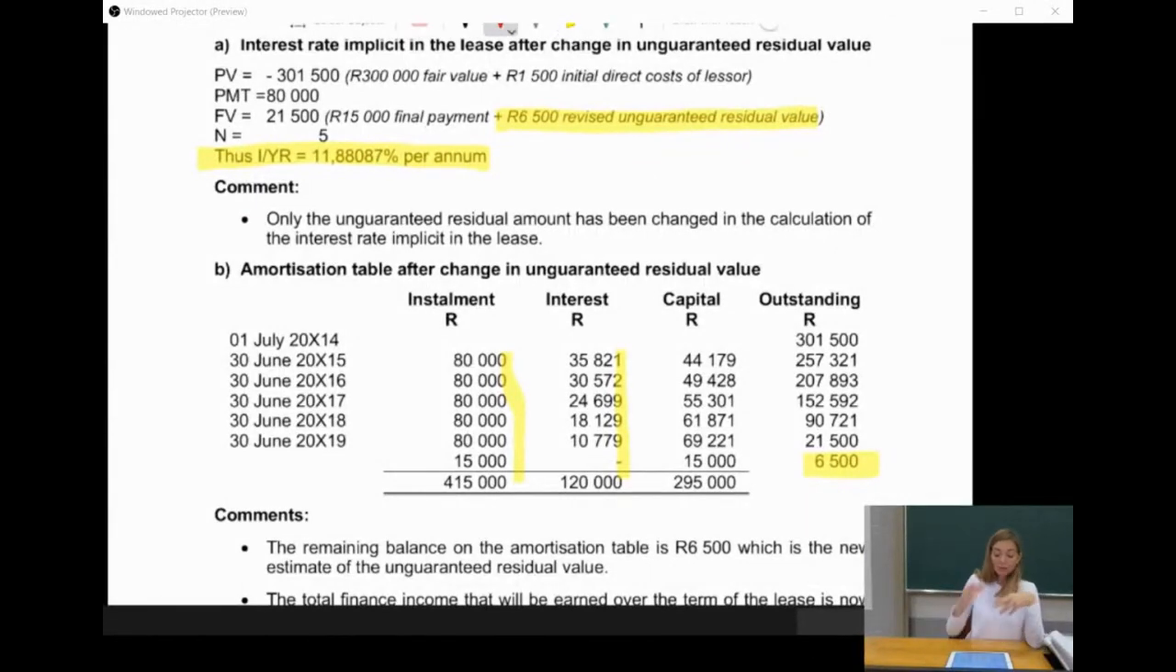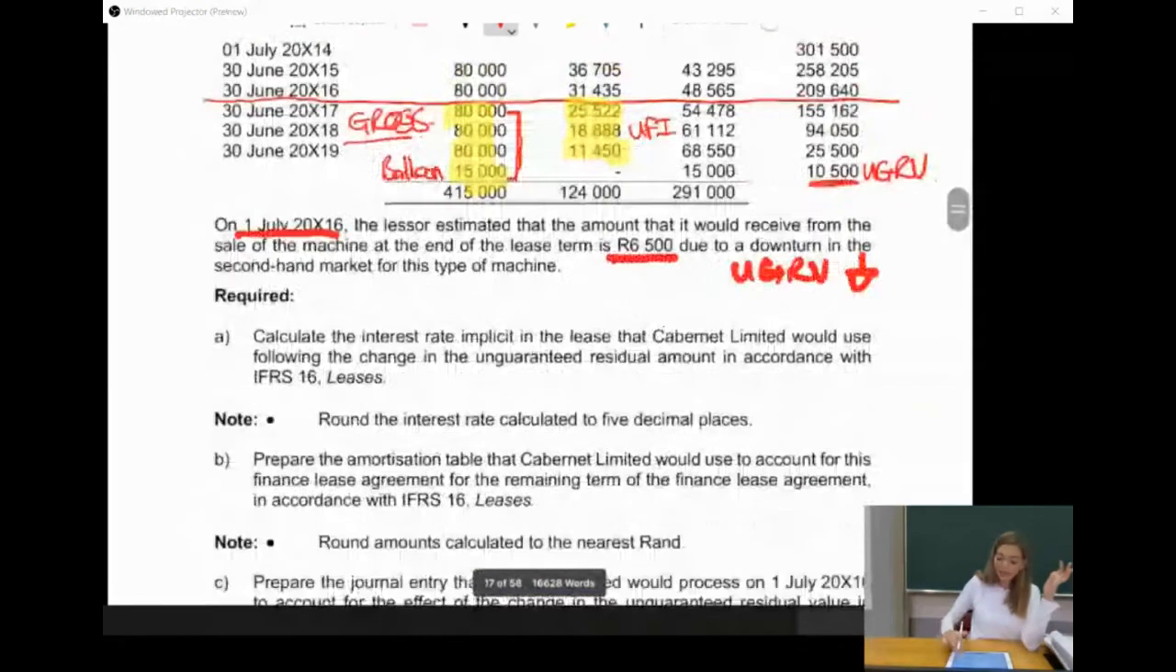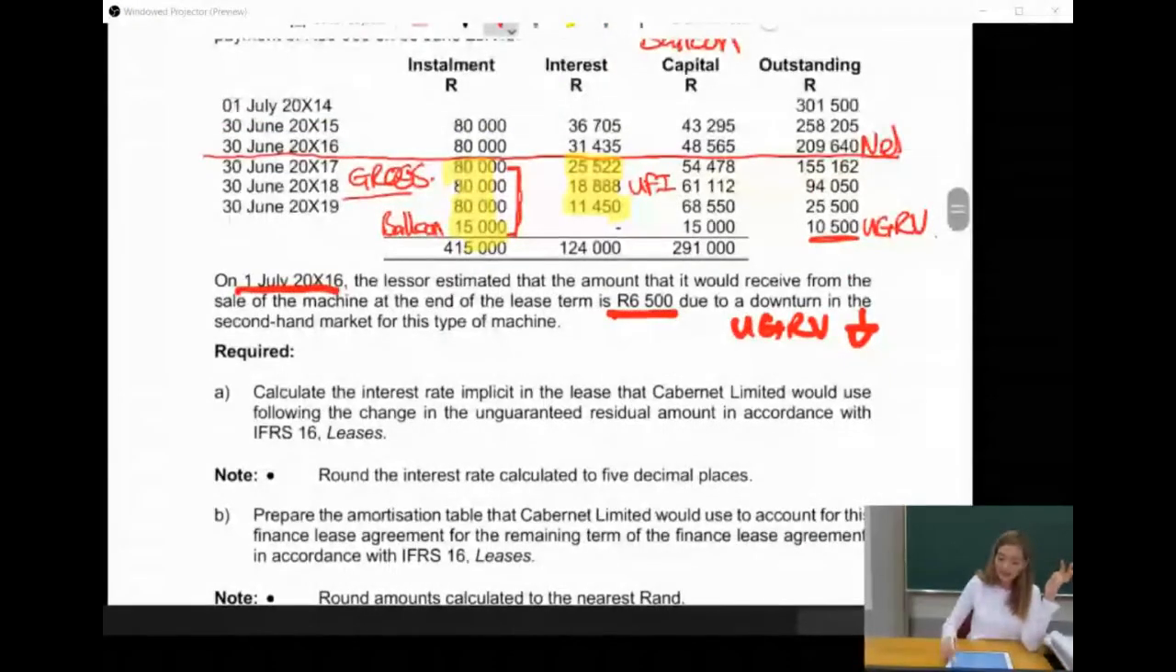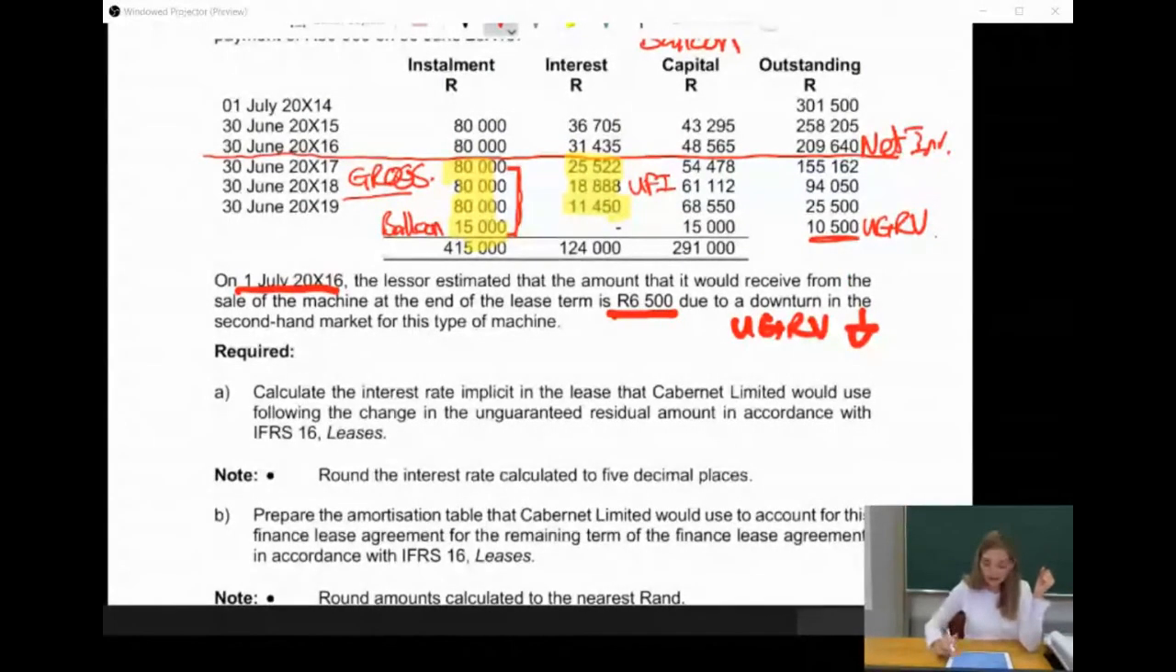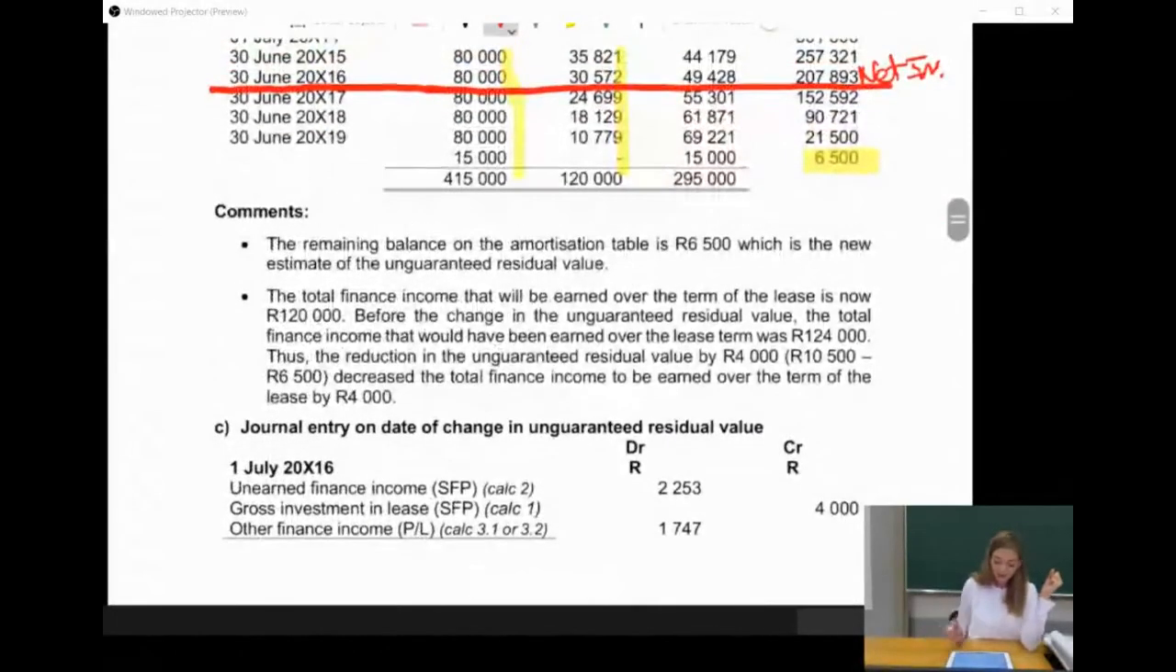So we do our amortization table from the start, and then we see, okay, based on this new amortization table, this should be my balance for my net investment in the lease, whereas at the moment, my total net investment in the lease is sitting at 209. Okay. So we have to fix that. We have to fix that balance of my net investment in the lease. How do we do that?